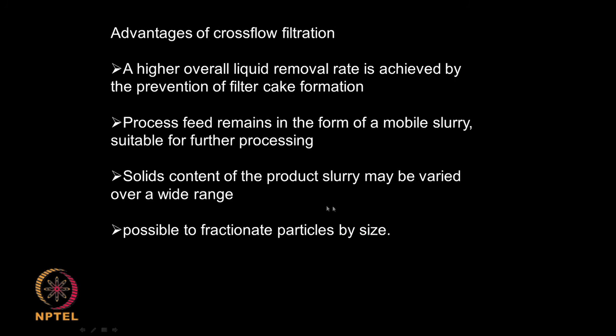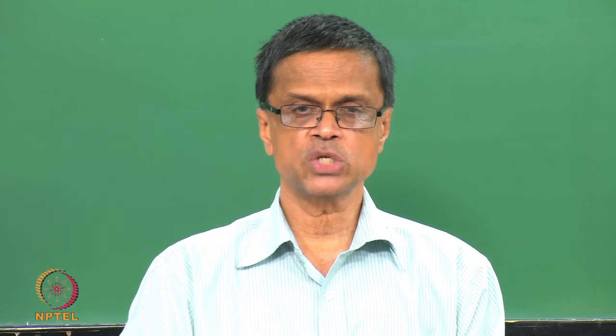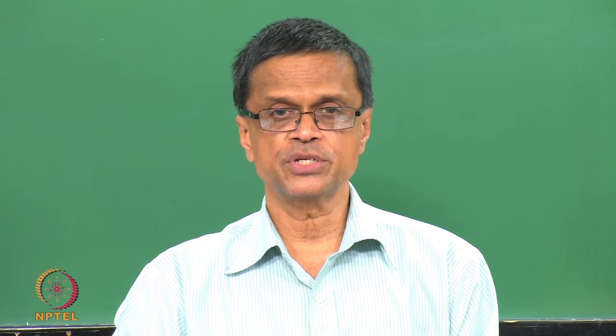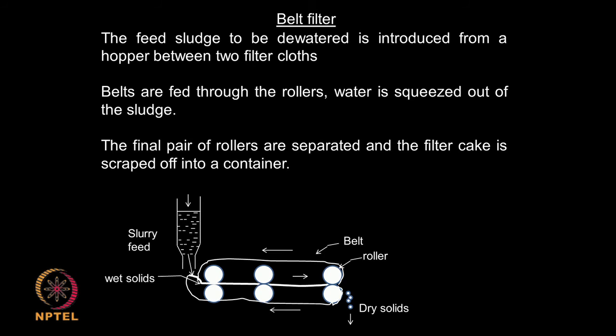And the solid content of the product slurry may be varied over a wide range, and we can even use this for fractionating particles by size. So, we can have initially a cross flow filter with very fine holes, and then we can have bigger holes and so on. So, we can have a fractionated type of solid separation, whereas we can't do that in a dead end type of filtration.